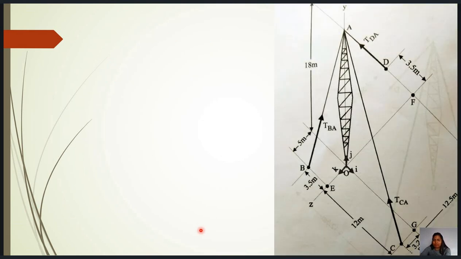Next we'll see the force in the next wire, that is wire BA. The coordinates are again the same. So TBA vector is equal to the magnitude of TBA multiplied by the unit vector in the direction of B to A. When you find the unit vector in the direction of B to A, you have to take the coordinates of A minus B. So A minus B means x1 minus x2 i plus y1 minus y2 j plus z1 minus z2 k, divided by the square root of (x1 minus x2) square plus (y1 minus y2) square plus (z1 minus z2) square.